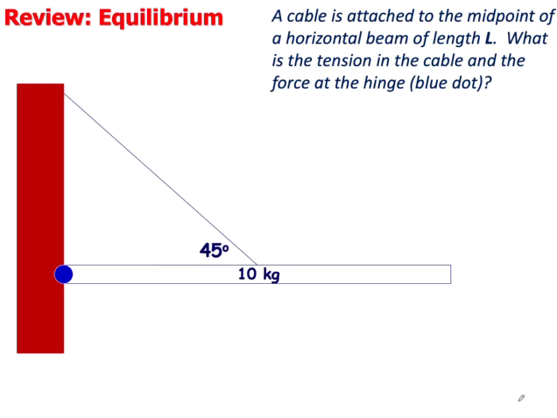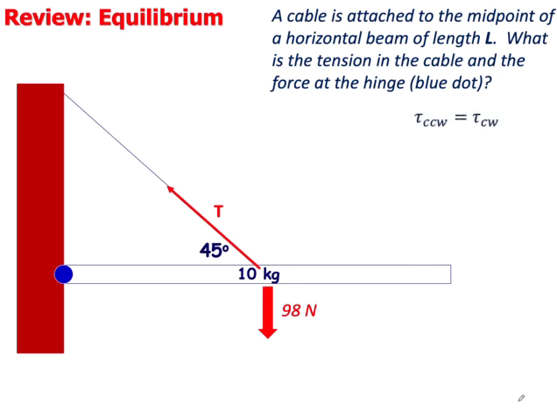So take a look at this situation. A cable is attached to the midpoint of a horizontal beam of length L. What's the tension in the cable and the force at the hinge where the blue dot is? Well, first thing you do is always draw your force diagram. Center of mass should be right at the middle of this, and the force of gravity, let's go with 9.8 meters per second squared for gravity, would be 98 newtons.